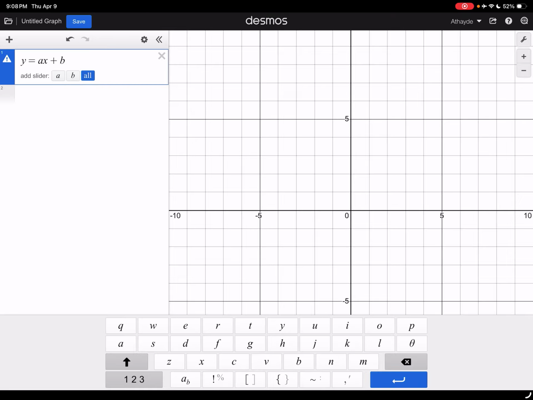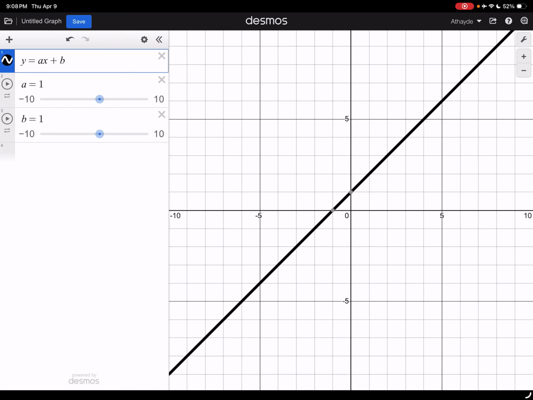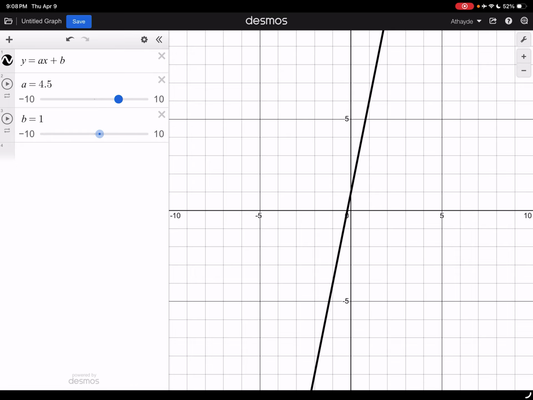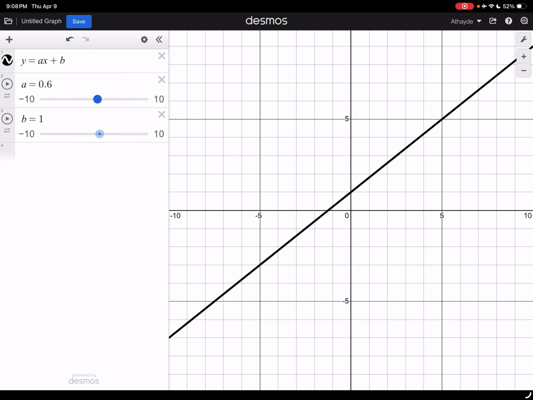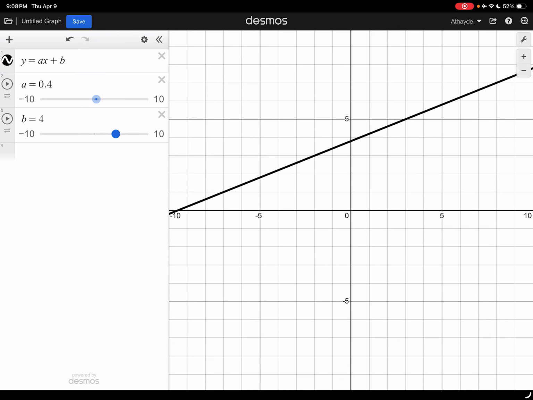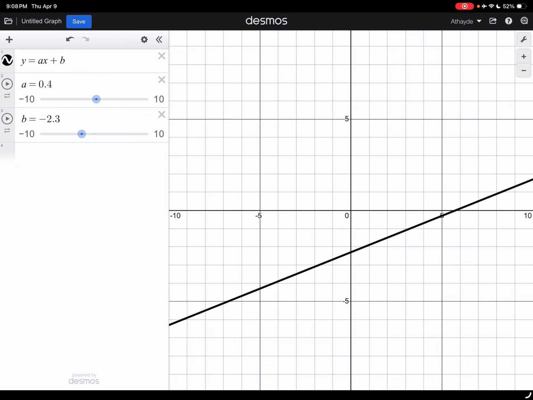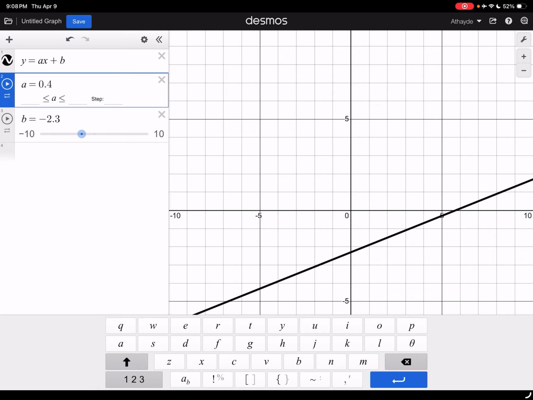And when you do that, it asks, do you want to add a slider for A, for B? Because it recognizes X's and Y's. It knows that's what we're plotting. But it's like, what are A and B? You can just hit all. And now we can actually change those values. You can change them a whole bunch of ways. You can change them by dragging these sliders. So there's A changing, there's B changing. You can also just tap on the number and manually input something.